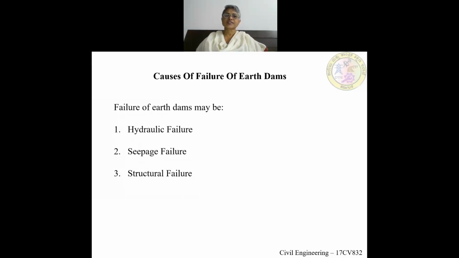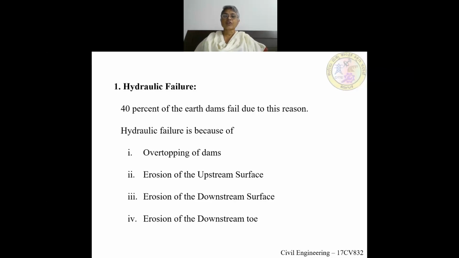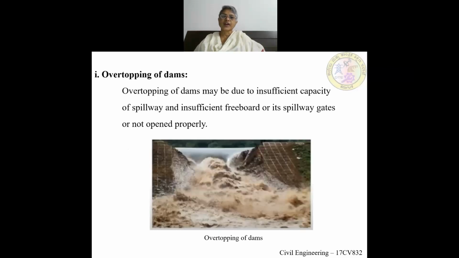First, let us take up hydraulic failure. 40% of the earth dams fail due to this reason. The first one is because of overtopping of the dams. The others are erosion on the upstream side surface, erosion of the downstream surface, and erosion of the downstream toe. Here we'll first take up overtopping of dams.